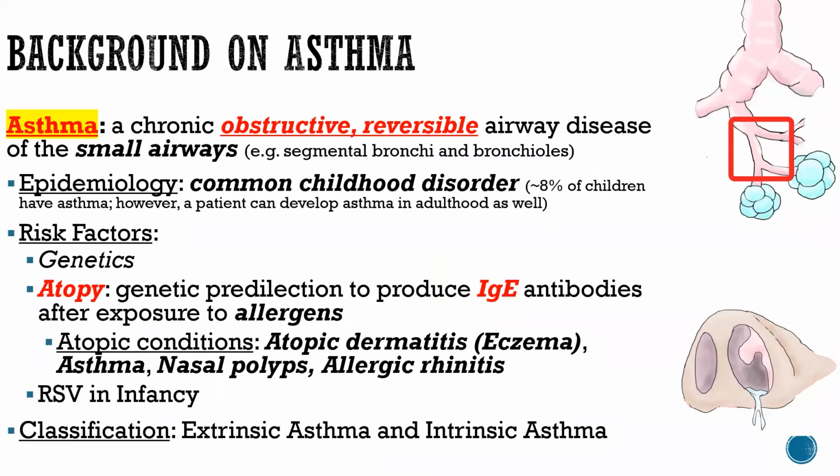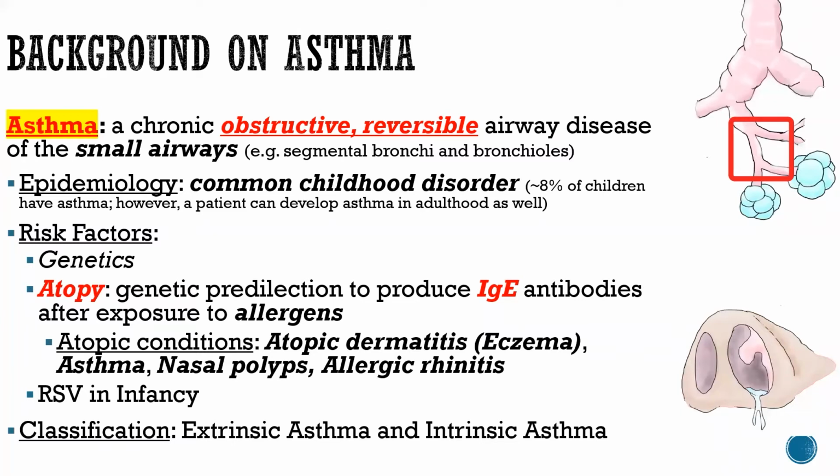Another important thing to understand about asthma is that it is a chronic airway disease, but usually patients will have acute asthma exacerbations, usually triggered by some sort of intrinsic or extrinsic factor, which we'll talk about shortly. In general, asthma is going to be seen most commonly in children or adolescents younger than 18 years old. And one of the biggest risk factors that we see for asthma is something called atopy. Atopy is this genetic predisposition towards producing IgE antibodies after exposure to certain allergens.